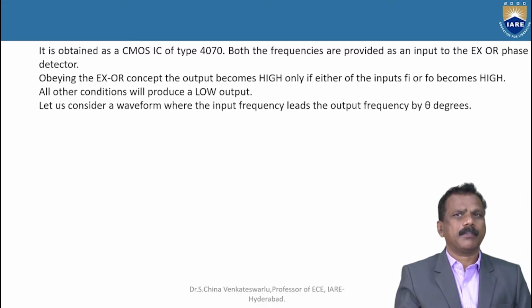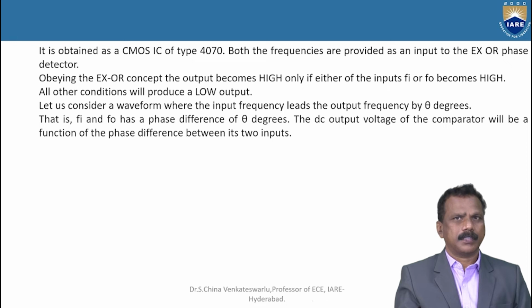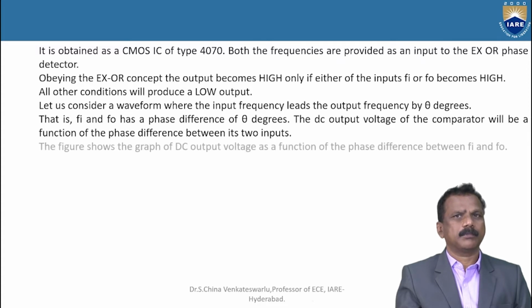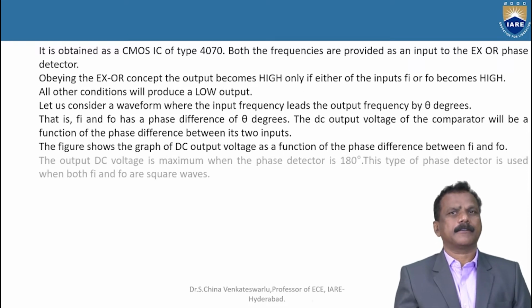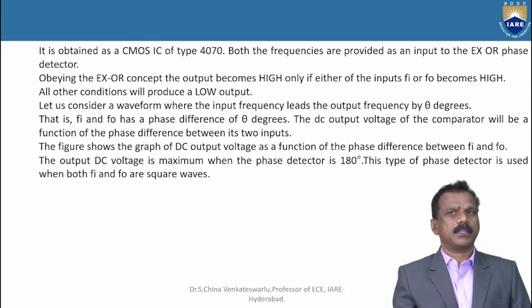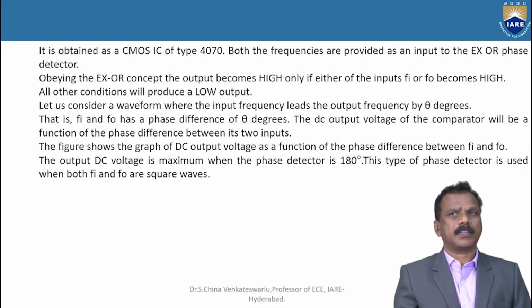Let us consider the waveform where the input frequency leads the output frequency by theta degrees. That is, Fi and F0 have a phase difference of theta degrees. The DC output voltage of the comparator will be a function of the phase difference between its two inputs. As per this block diagram, the graph shows the DC output voltage as a function of the phase difference between Fi and F0. The output DC voltage is maximum when the phase difference is 180 degrees.